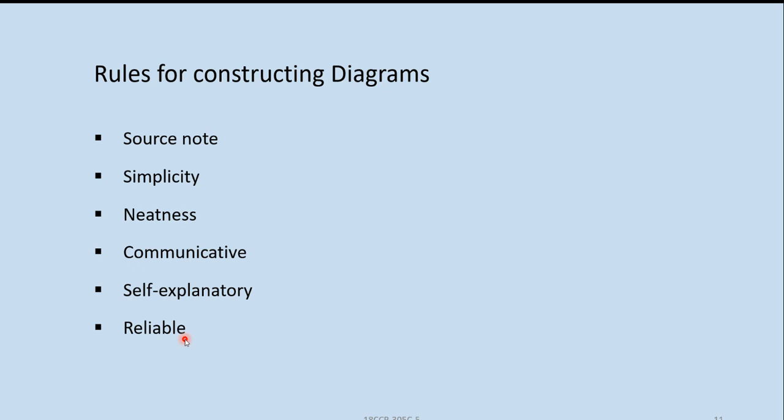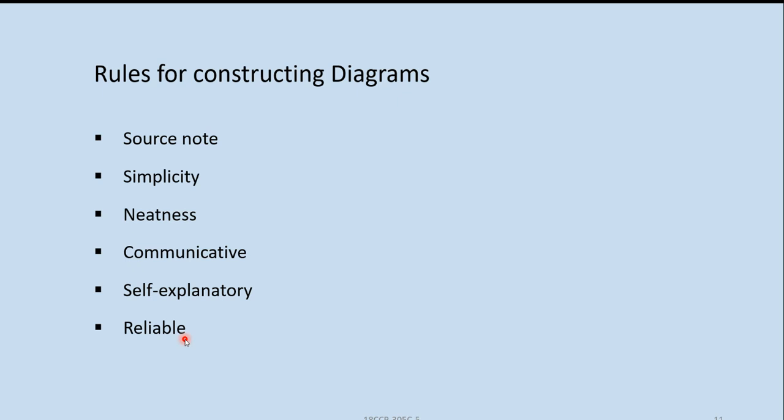The presenter may be available or may not be available whenever the user has some doubts. So in the absence of the presenter, the reader or the user of the graphs or pictures must be able to understand the picture very clearly.